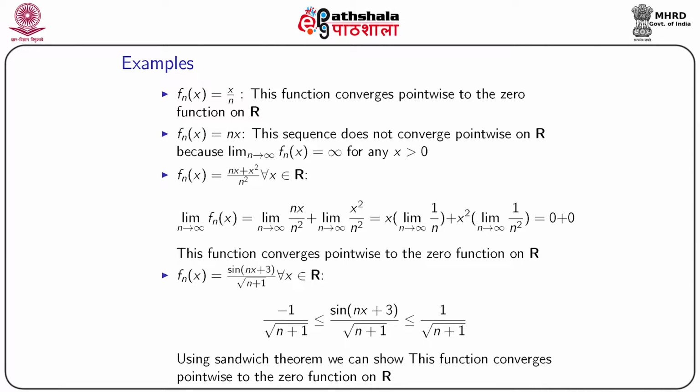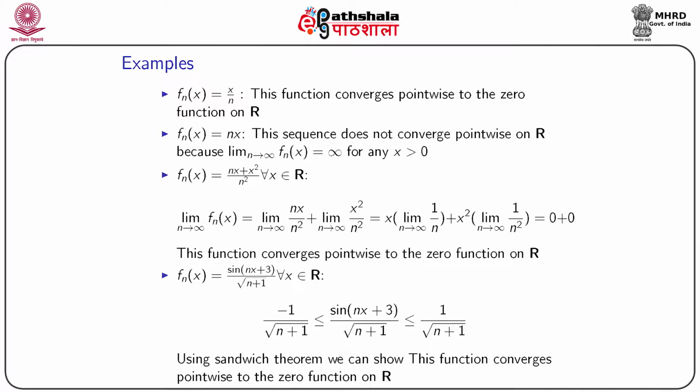Now we consider a few examples to understand pointwise convergence. fn(x) is x over n, this is the function we are considering. Note that as n tends to infinity, this function converges pointwise to the 0 function on the real line. If we take fn(x) as nx, as n tends to infinity this function will increase and doesn't converge pointwise on R, because the limit as n tends to infinity of fn(x) will be infinity for any x greater than 0.